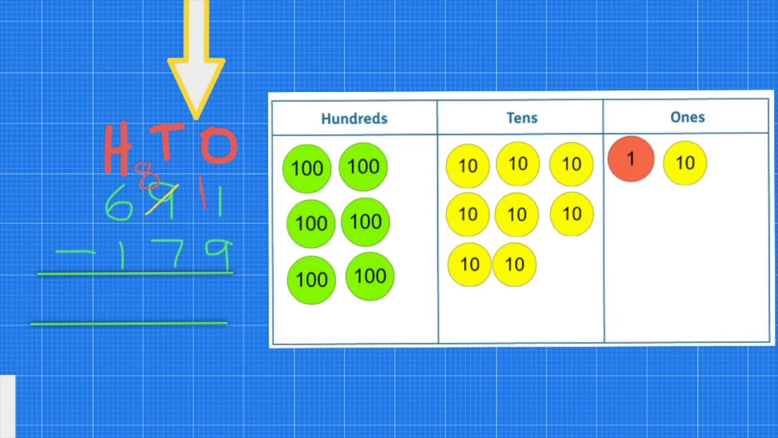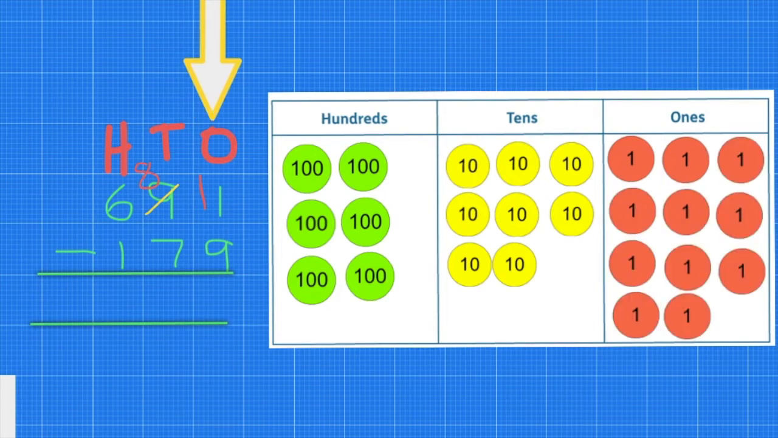My column method is ready to go. It says 11 subtract 9. But if I look at my place value chart, there is a 1 counter and a tens counter. Now that tens counter can't be in there. We need to exchange it for 10 individual ones.